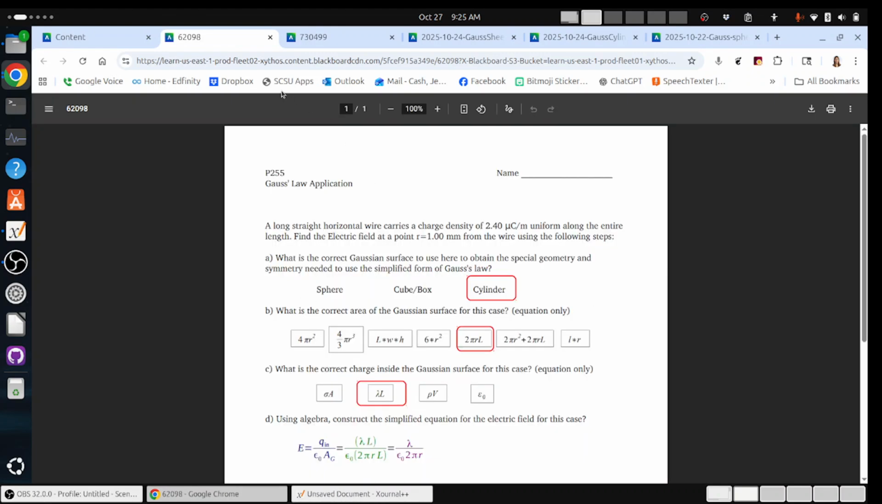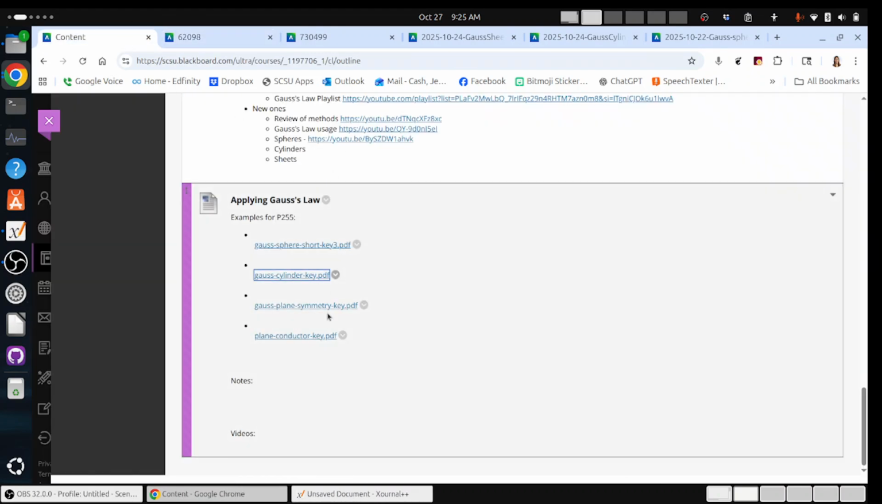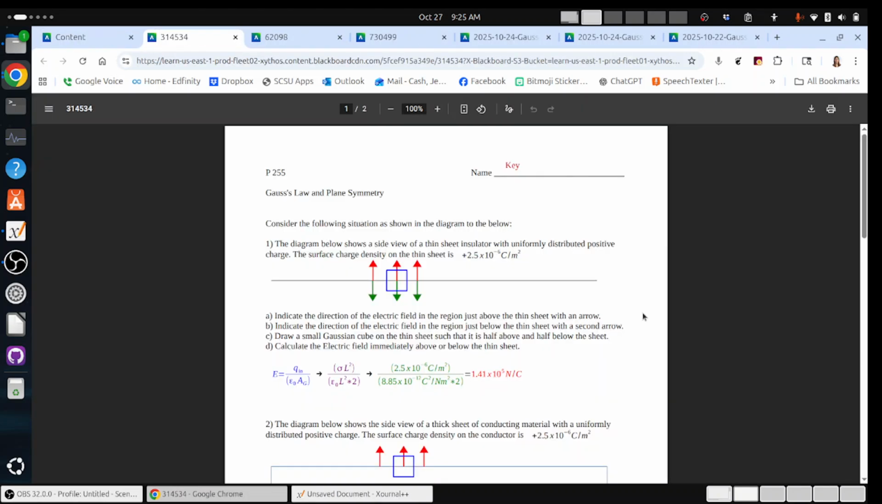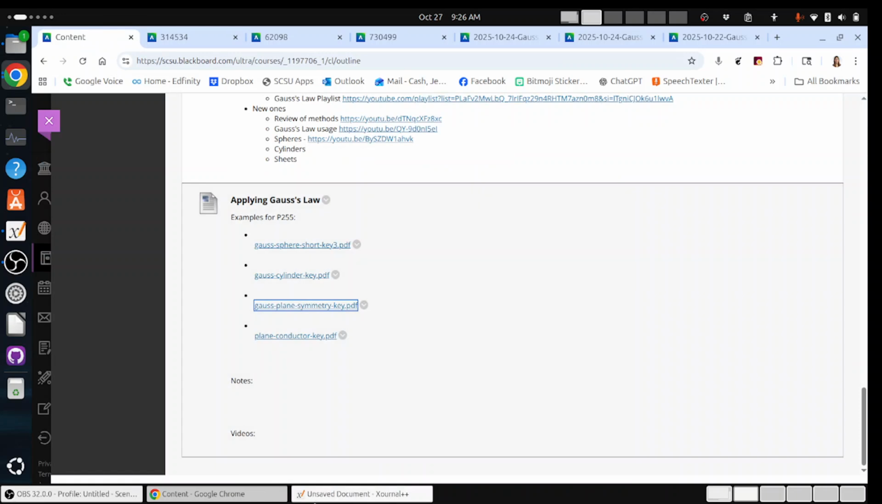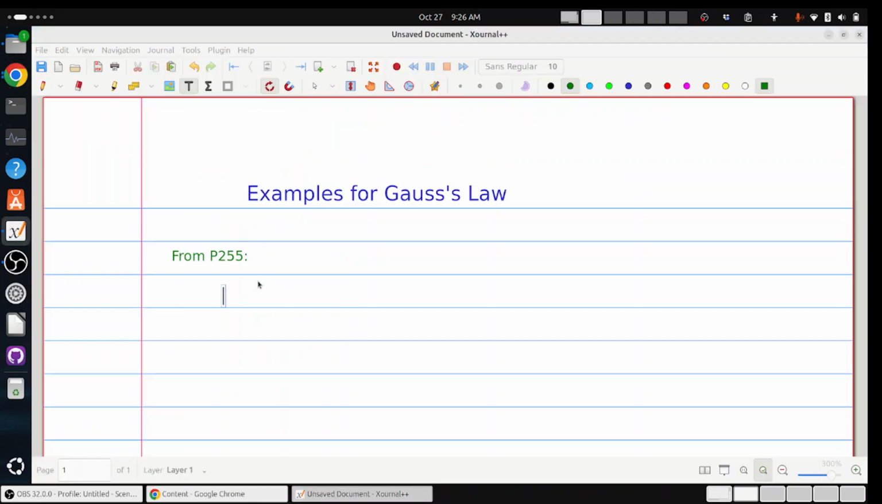And we had similar things here for a cylinder. In this case, it was just a long, straight wire carrying charge. And we had the plane symmetry. And we talked about that in terms of a non-conducting sheet. But then we also talked about what was going on with a conducting sheet. We haven't gotten to the conducting sheet in this class yet, but we've done the non-conducting. So rather than go over all of those examples again, I'm going to list these ones here.